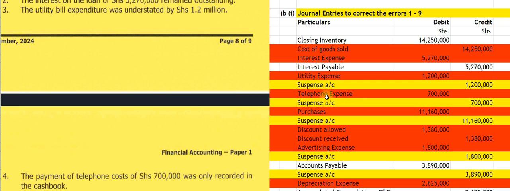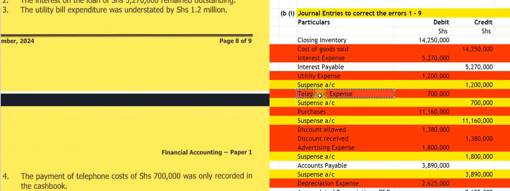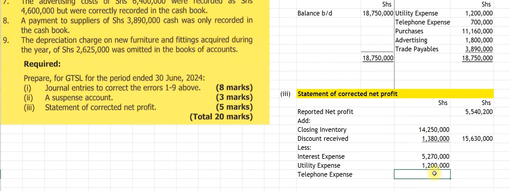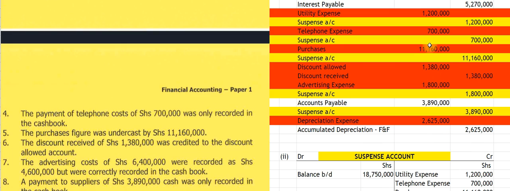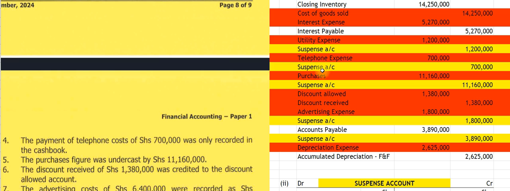Then the telephone expense is also on correction. We see that it's a debit. The telephone expense of 700. You also show that telephone expense, how much? That is 700,000. It's a debit in the profit and loss, so it will be a deduction when coming up with your corrected net profit. Then telephone, we have entered that.